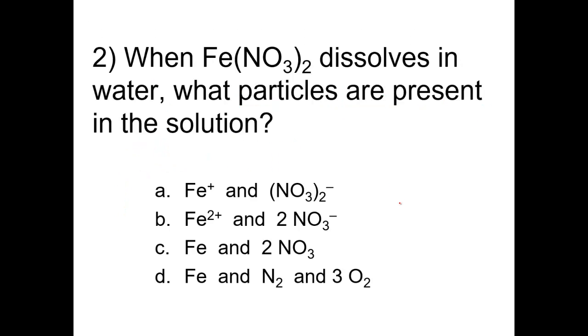All right, let's take a look at a couple quick questions. When iron nitrate dissolves in water, what particles are present in the solution? So I'm going to have Fe plus 2, and I know that because the nitrate is minus 1, which means that this Fe must be a plus 2, and I'm going to have two nitrates.